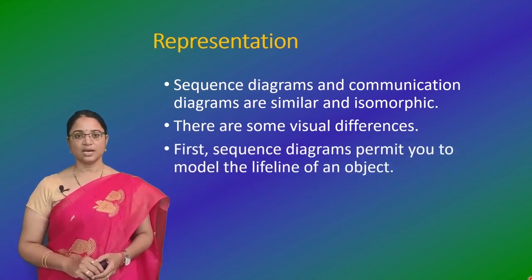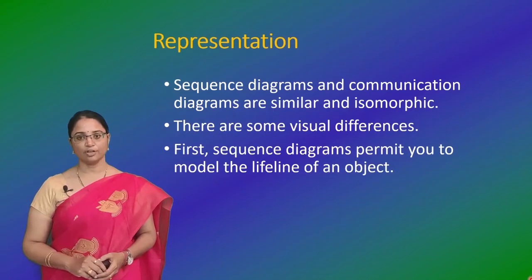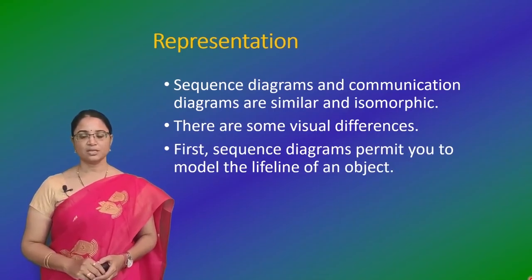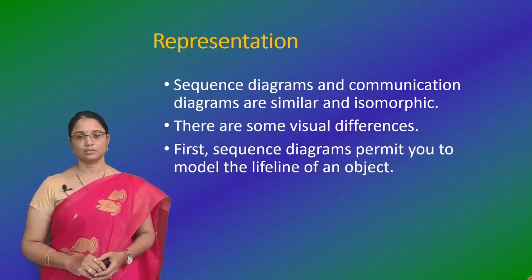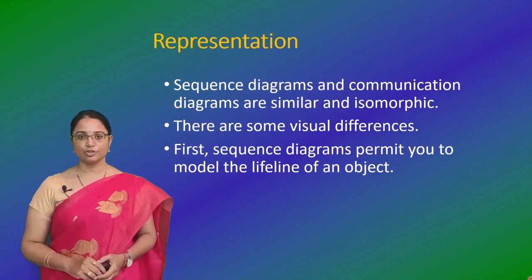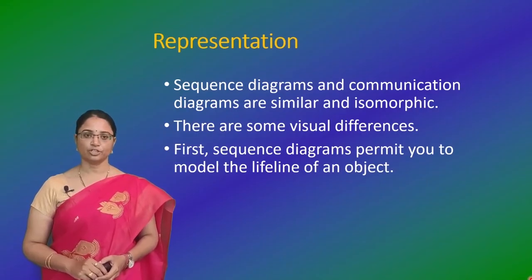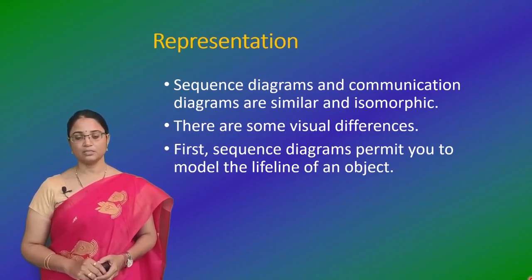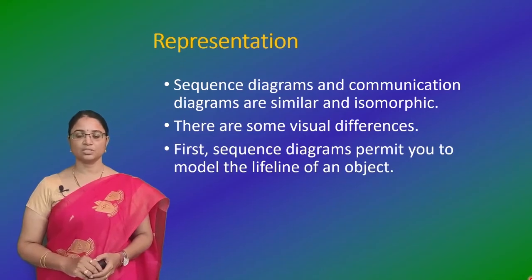First, the sequence diagram permits you to model the lifeline of a system. Lifeline, as I told you, is nothing but a dotted line below the head of the object. An object's lifeline represents the existence of the object at a particular time, whether the object exists in that particular scenario or not. That can be represented by using the lifeline, possibly covering the object's creation and destruction.